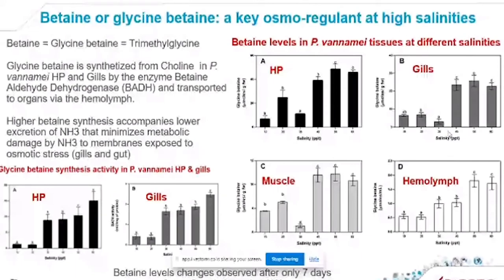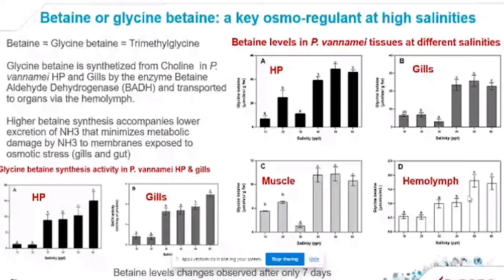So the glycine betaine, also known as betaine or trimethylglycine, is synthesized in the hepatopancreas and in the gills. There you can see when the salinity goes up, the rate of synthesis goes up in both organs, and that translates later on over time into higher accumulation of this betaine in the various organs, not just, of course, the hepatopancreas and the gills, where it was synthesized, but also the muscle and the hemolymph.